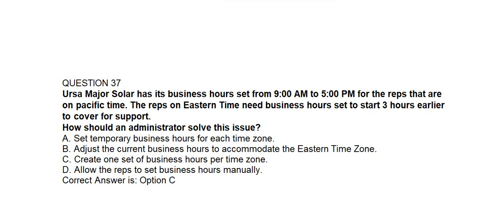Option A. Set temporary business hours for each time zone. Option B. Adjust the current business hours to accommodate the Eastern time zone. Option C. Create one set of business hours per time zone. Option D. Allow the representatives to set business hours manually. Correct answer is option C. Create one set of business hours per time zone.